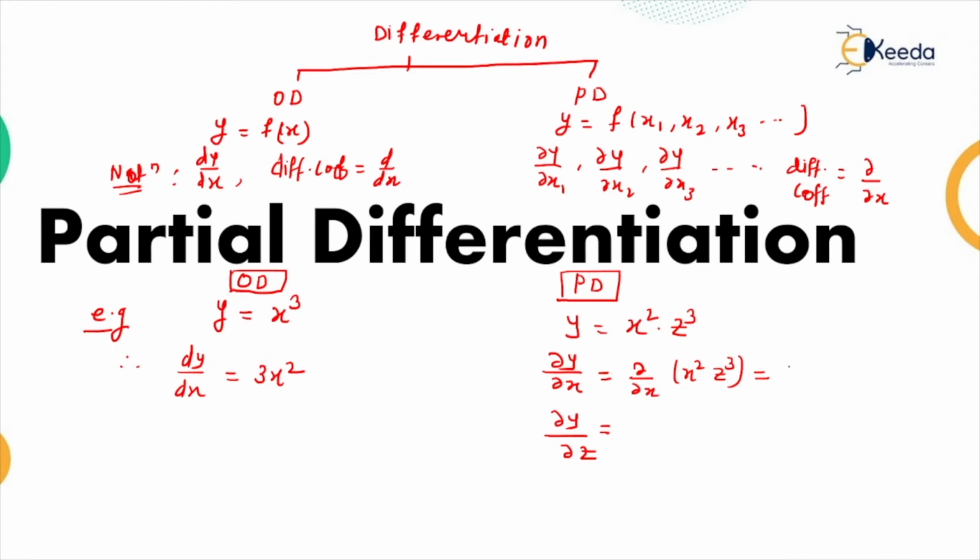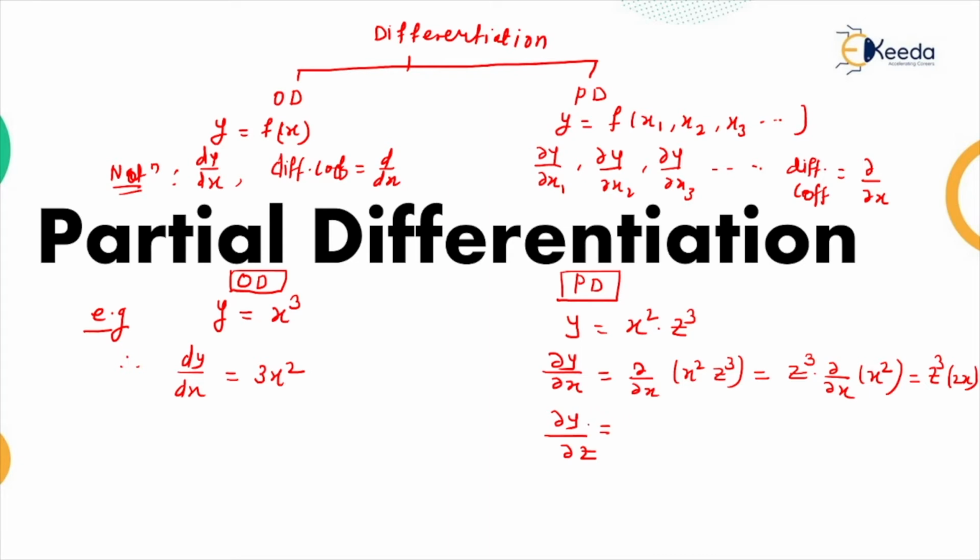Suppose z is a constant here, therefore z³ stays as it is, and you have to take only the differentiation of x². You get the answer: z³ as it is, into the differentiation of x², which is 2x. In this way we get ∂y/∂x.